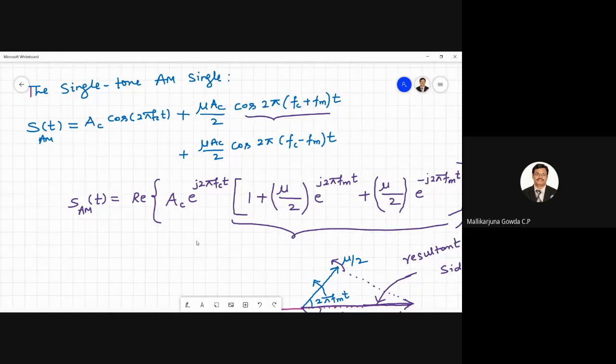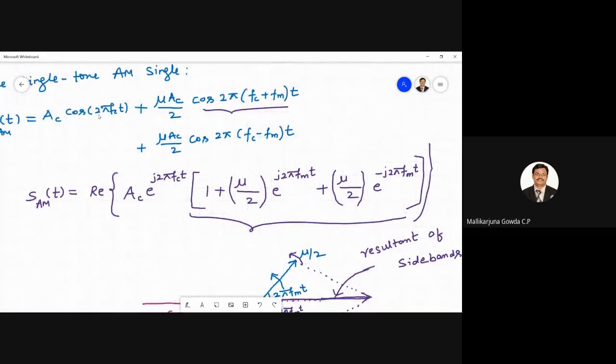So the rest of the things I am writing here. See, the first term is 1, which I will be getting. Then e power j 2 pi fct I have taken already. So only what is left out? e power j 2 pi fmt is left out. So that is why I am writing this term, mu by 2 into e power j 2 pi fmt.